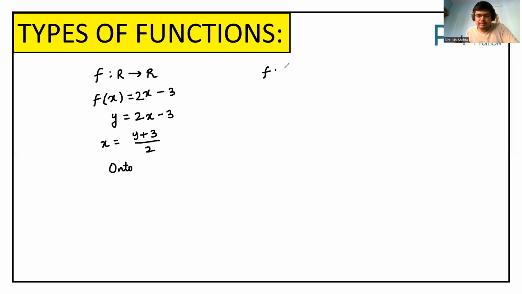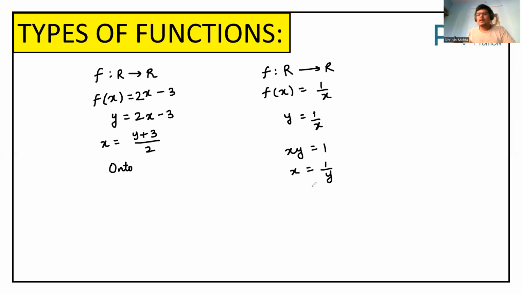Let's take a counter example. Let's say f from R to R, f of x is equal to 1 upon x. So we have y equal to 1 upon x. I'm making x the subject. So xy equal to 1, cross multiplying, x is 1 upon y. Is there any value of y for which x is not defined? Yes, sir. Which value? 0, sir.